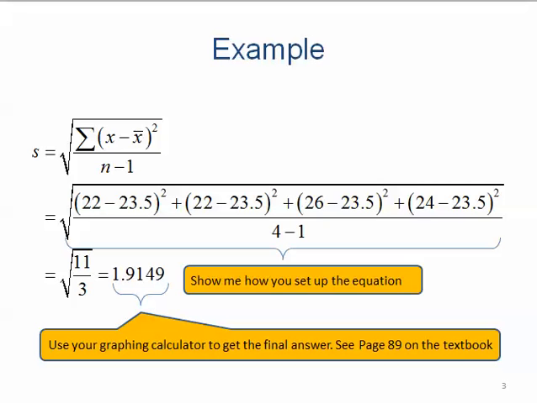Okay, so in summary, set up the equation and then for the final answer, use the function in your graphing calculator to do that. Okay, that's it.